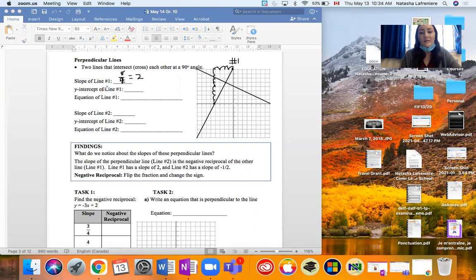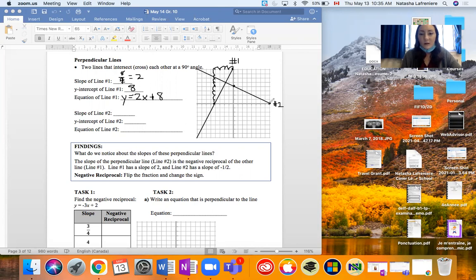And then we're going to look at where the y-intercept crosses the y-axis. So we're at 1, 2, 3, 4, 5, 6, 7, 8. So it crosses at point 8. And if we put that into an equation, so y is equal to our slope, which is 2 times x, and then plus our y-intercept, which is 8. And we're going to look at number 2 here, so line number 2. And we're going to do the same thing. So we're going to take this point and this point.